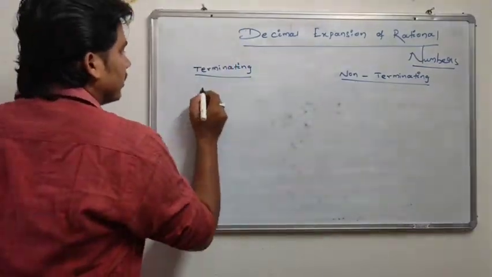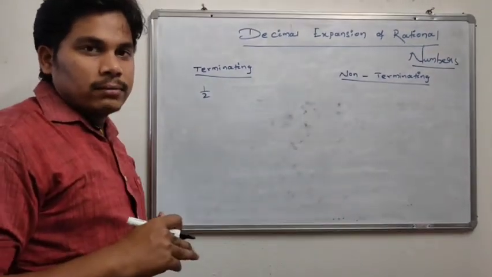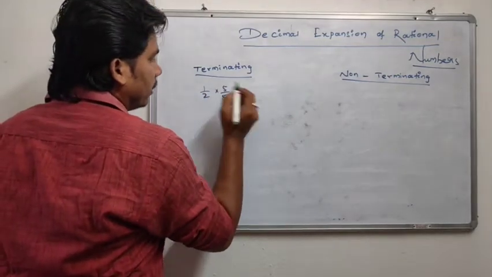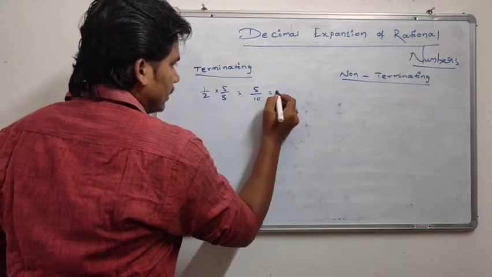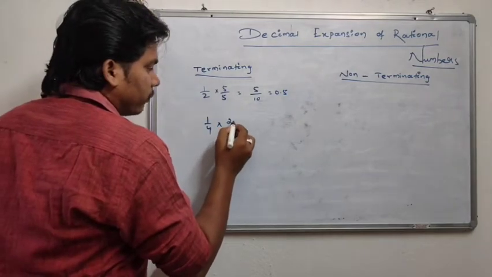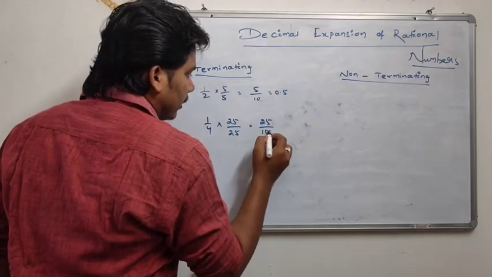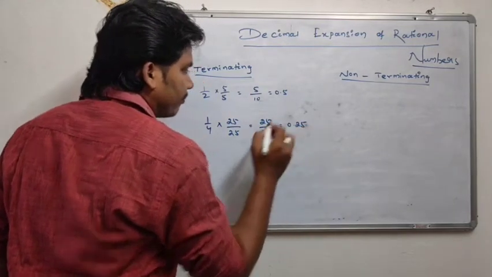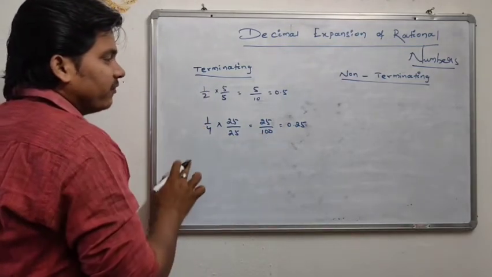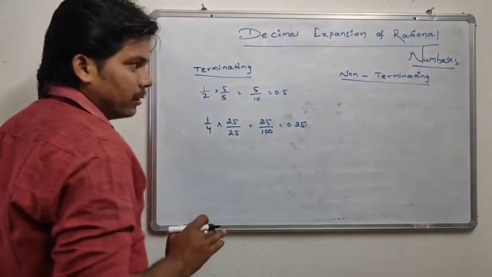Example, if I say the number 1 by 2. As we know, this 1 by 2 we can find in the form of a decimal. How will we find it? We will multiply the numerator and denominator by 5. This will be 5 by 10, and this will be 0.5. If I say 1 by 4, if I multiply by 25 in numerator and denominator, what will I get? 25 by 100, and this will be 0.25. In the same way, for every number you write, if at a certain point the number ends, then this is called terminating.